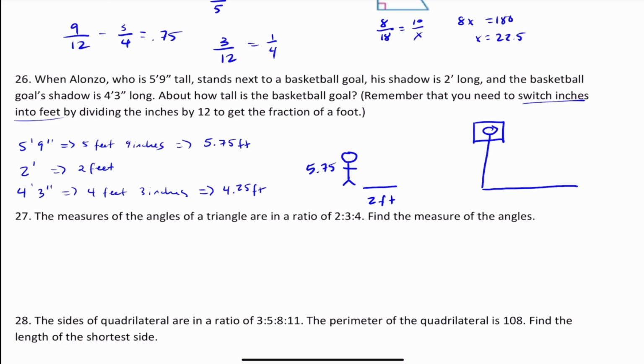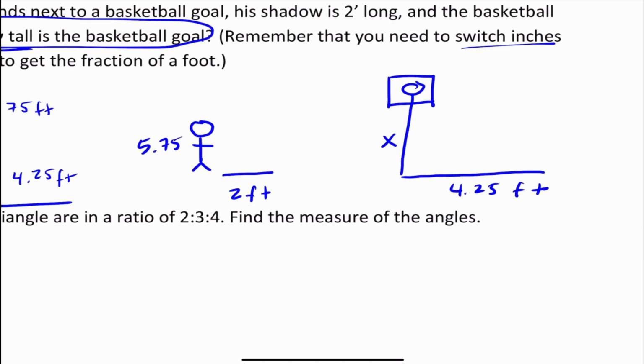We don't know how tall the basketball goal is, so I'll call it X. But we do know that its shadow is 4 feet 3 inches, or 4.25 feet. So then I can go ahead and say, I can take these two things and create a ratio with them. So I have 5.75 over X is equal to 2 over 4.25.